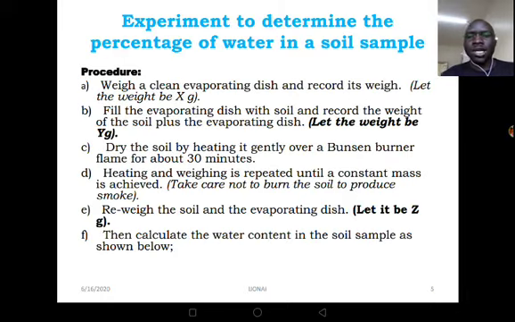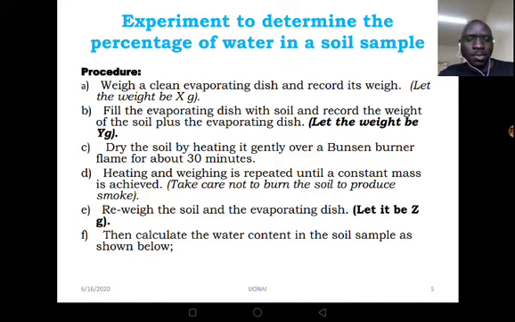So I want to look at an experiment. This experiment is to determine the percentage of water in the soil sample. If you have your soil sample from the garden, from anywhere you can pick it from, how do you know how much water is found in that soil sample? So there's an experiment that we can perform to determine how much water is available in any given soil sample.